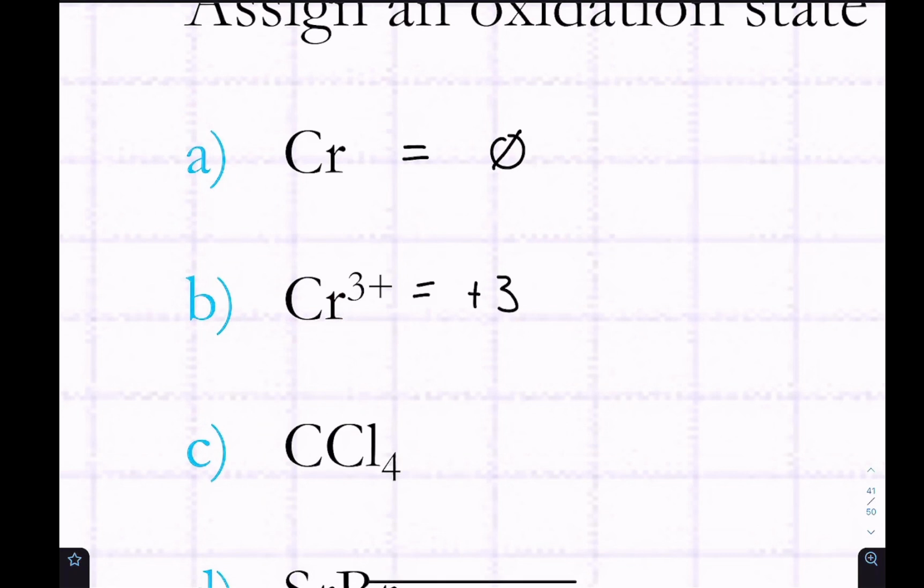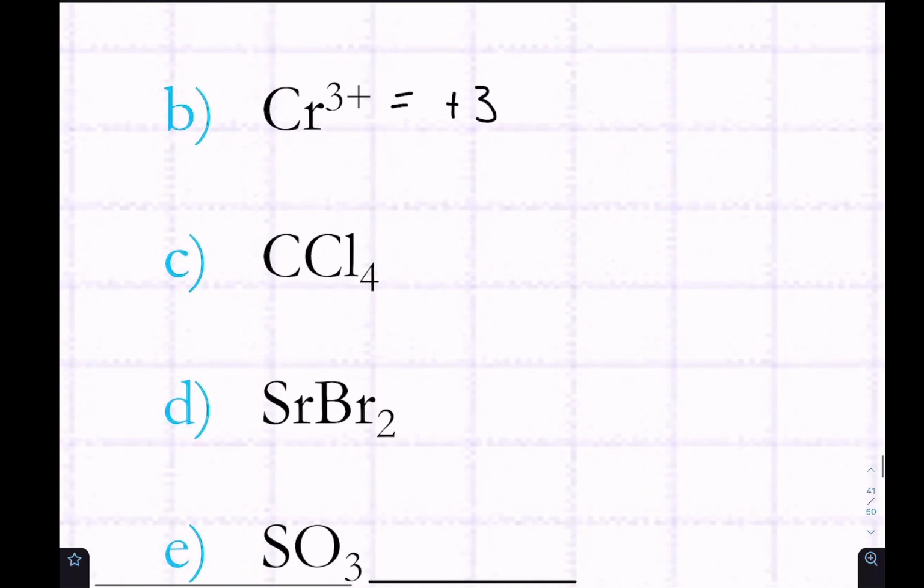So any ion by itself will have the same oxidation state as its ion charge. All right, now we've got two different elements. When I ask this question, I want to know the oxidation state for just one of that element. So here, we want to know the oxidation state for carbon and the oxidation state for chlorine.